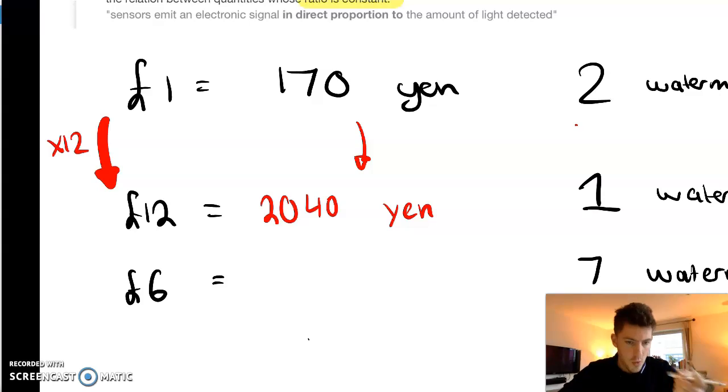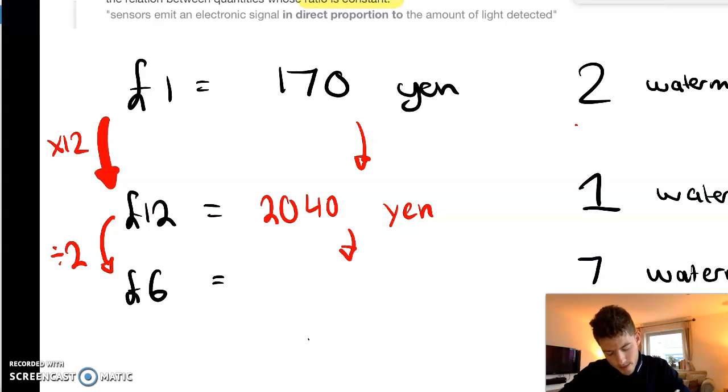£6, well, we can either go from £1 times 6 or 12 divided by 2. Same thing. So £1, like I said, we times it by 170. So £6, we times by 170, or we can half this value here. We're going to get 1,020 yen.